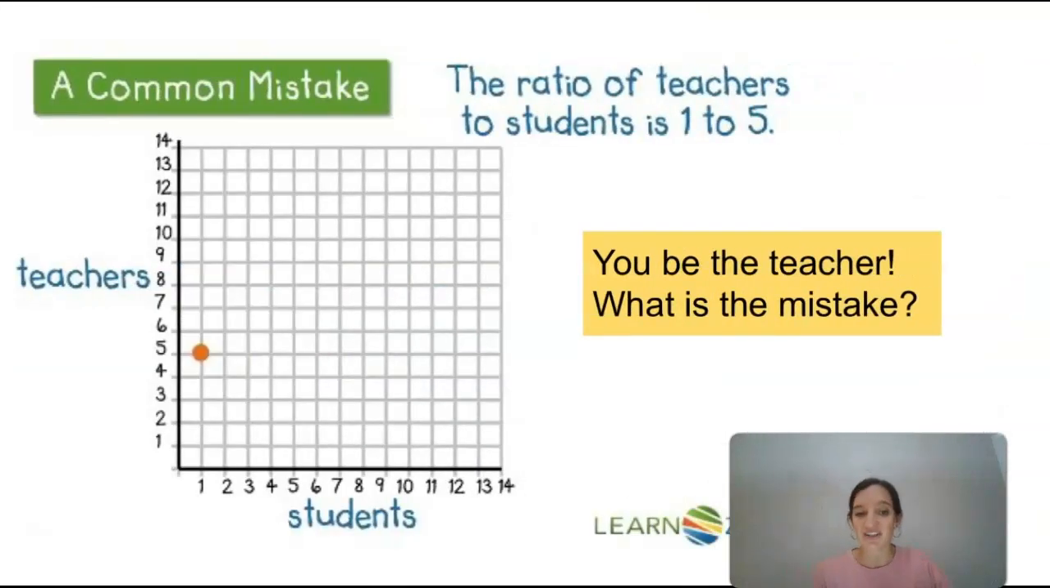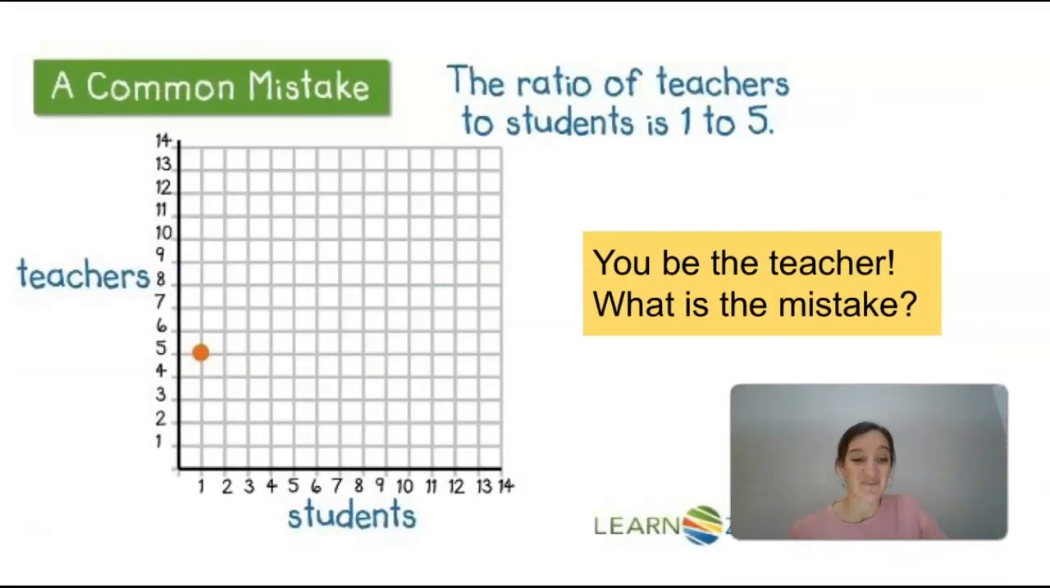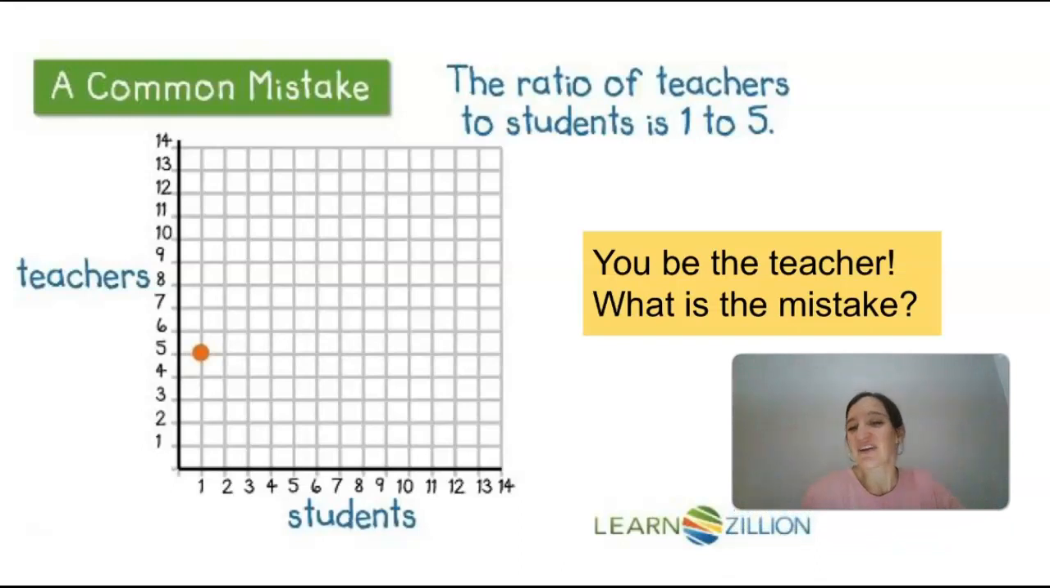Now, a word of caution. Now that you've done this well enough, can you figure out the mistake here? If I say the ratio of teachers to students is 1 to 5, what's wrong with me graphing that right there? It said the ratio of teachers to students is 1 to 5. Do you see what the mistake is?